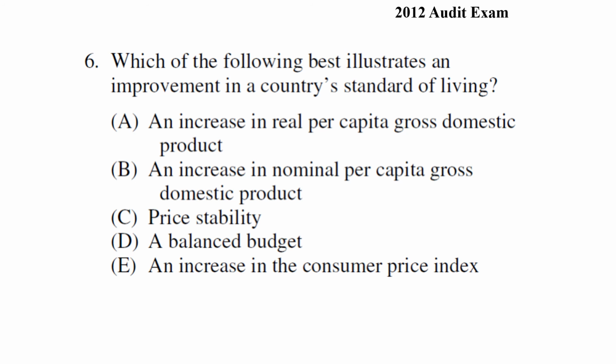Okay, so which of the following best illustrates an improvement in a country's standard of living? Increase in real per capita gross domestic product, an increase in nominal per capita gross domestic product, price stability, a balanced budget, an increase in the consumer price index. Now, some of these we haven't talked about, right? We haven't talked about real and nominal yet, and we'll get to that in the next lesson. And we haven't talked about the consumer price index. So what did we just talk about, right? We talked about real per capita GDP. And so that is going to be your answer.